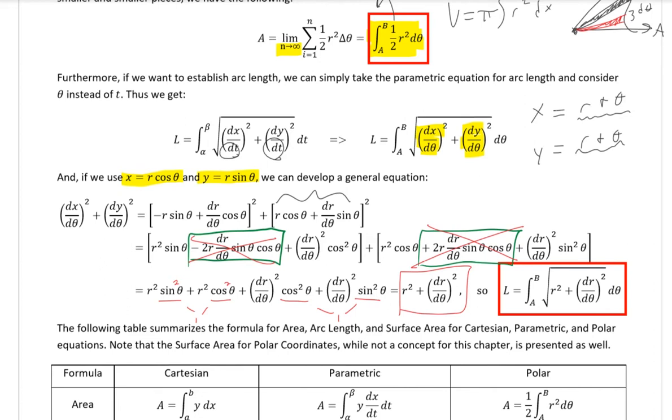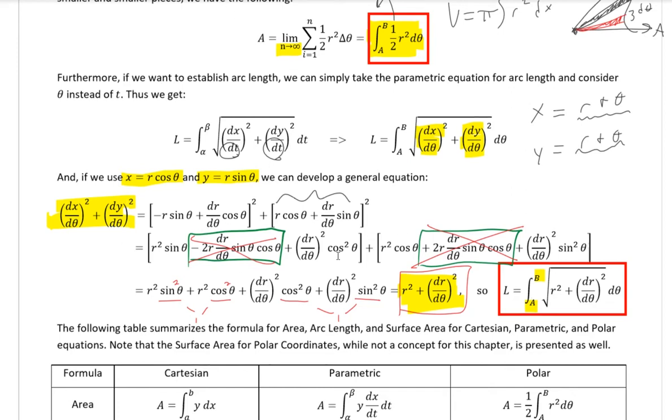That will allow us to replace (dx/d theta) squared plus (dy/d theta) squared with this. And so we get a new formula for the length, just substituting this new equation into that square root. And now we have something that's defined just using r and theta. And now we have bounds from a to b, where a and b are angle measures.